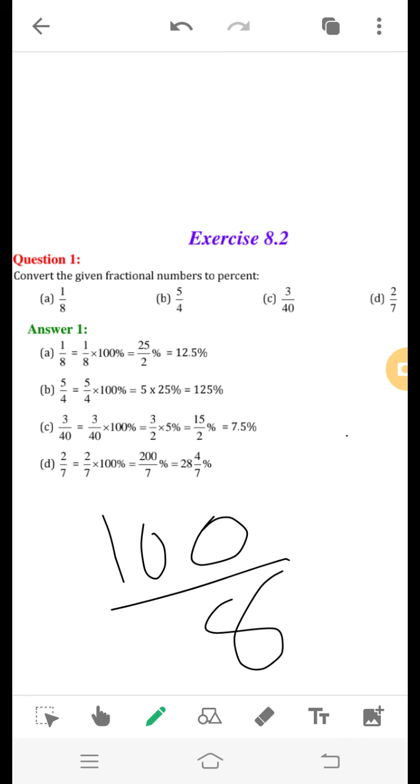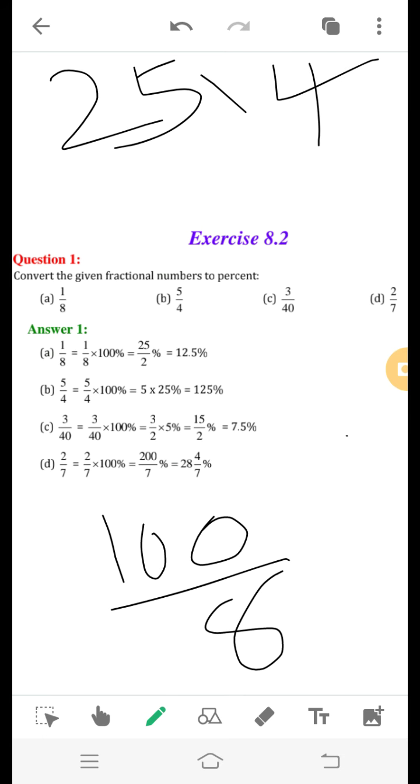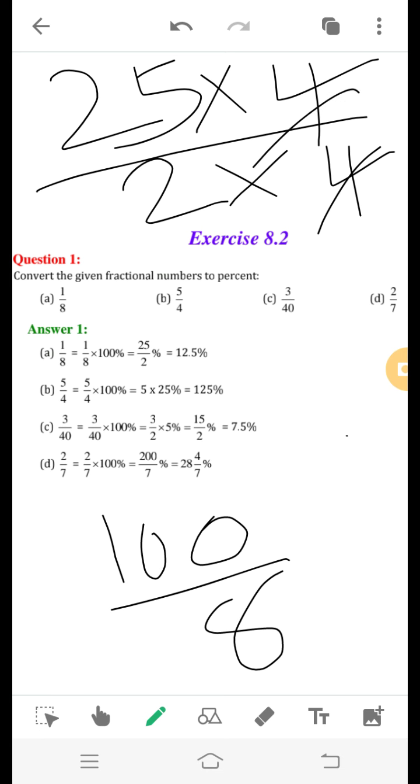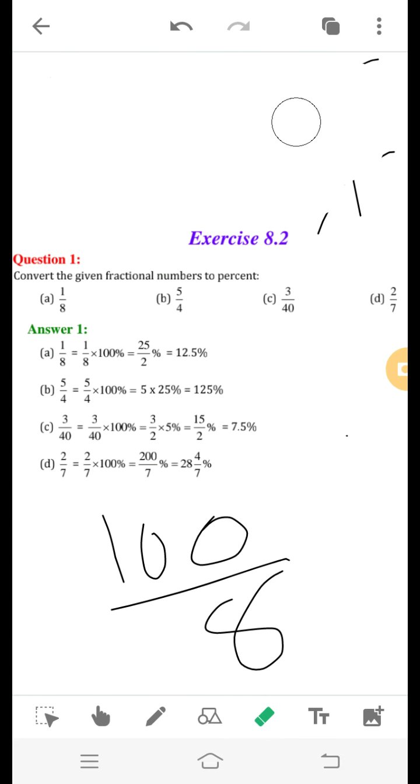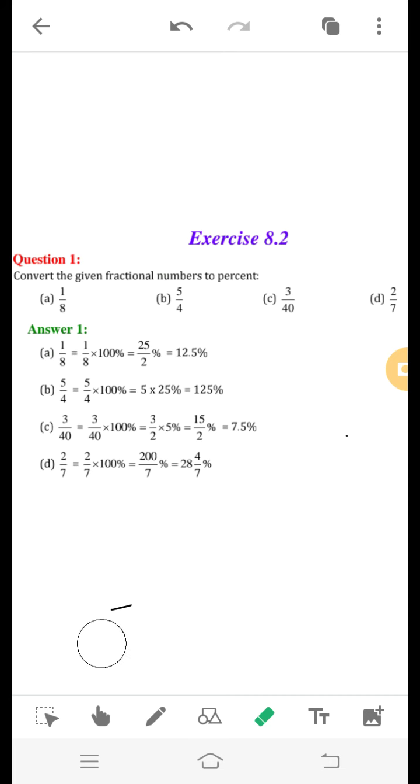Now you can divide this number and get the answer, or if you know how to cut this, just like 100 divide 8, so we can write it, 25 4s are 100, 2 4s are 8, 4 cut, the number becomes 25 upon 2. This concept you have already learned in the previous standard. Now divide 25 by 2. Your answer is 12.5 percent.